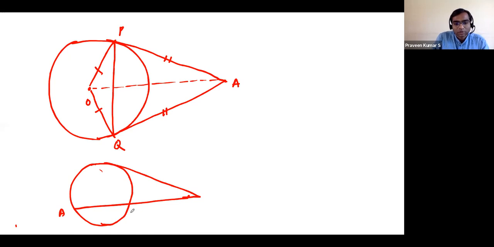So this chord is extended to a point C, and there is a tangent P here. And this is the circle. So what do you know about this? You know that OP is a right angle triangle.